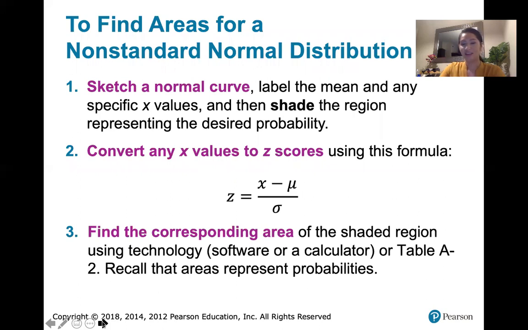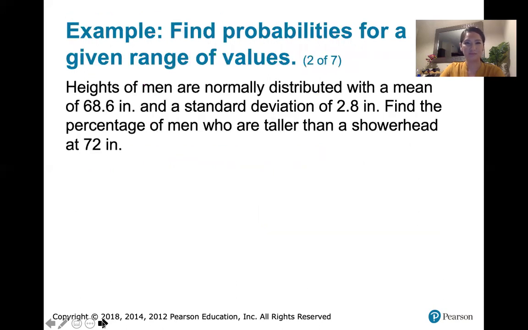We can do that using technology. You could use software or a calculator. I'm going to show you how to do that using Excel or using table A2. That's our table of z-scores. Now remember, the areas represent probabilities. So when you're finding areas, you're finding probabilities. Okay, so let's go back to this question.